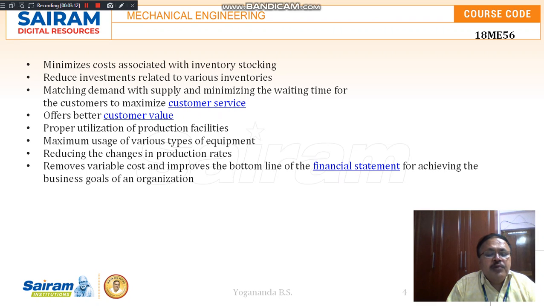Next, proper utilization of the production facilities. Because of aggregate planning, we avoid unnecessary production batches, so that we properly utilize whatever facilities we have with respect to production. The various types of equipment will be utilized to the maximum extent. There will not be too many changes in the production rates, as we have constant production with respect to demand and supply. It removes the variable cost and improves the financial statement, so that the business goals of the organization can be easily achieved.